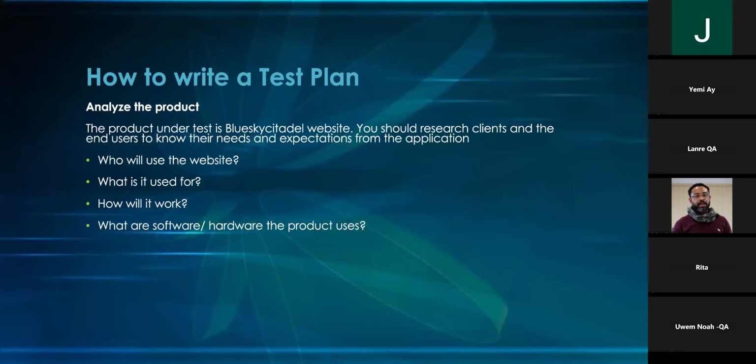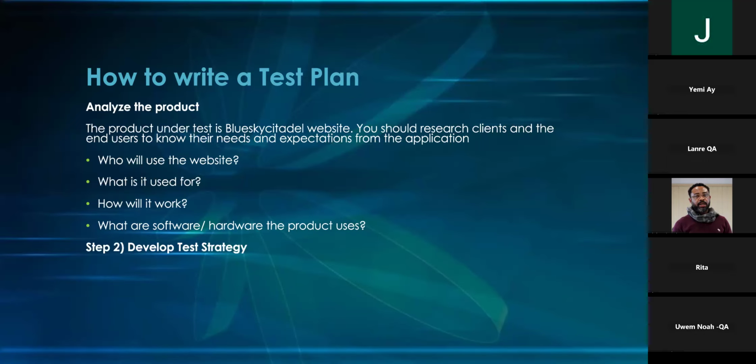What are the software and hardware? The product we use. So what is the software? What is the hardware? What do we need to use? So you just need your laptop. You need to know what exactly you're going to use. The software you're going to use, all this will be determined and will be given to you. Most of these answers, you would have gotten from the documentation you've been shared with. So this is how to analyze the product.